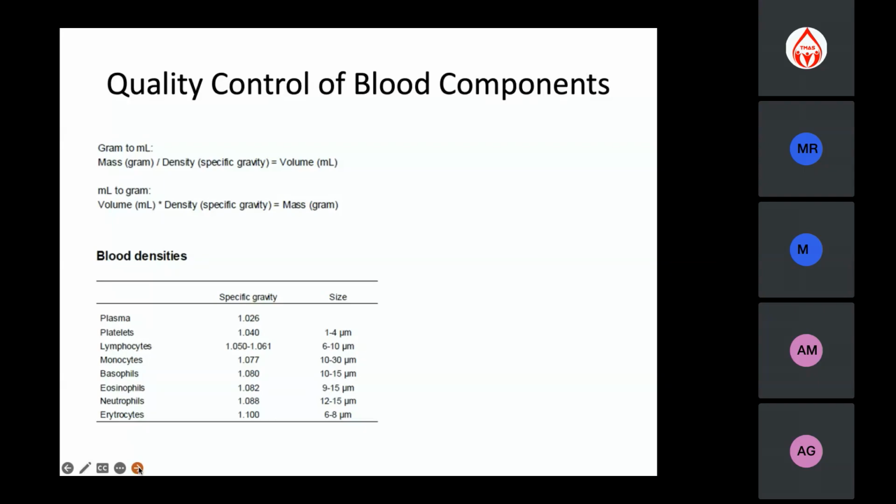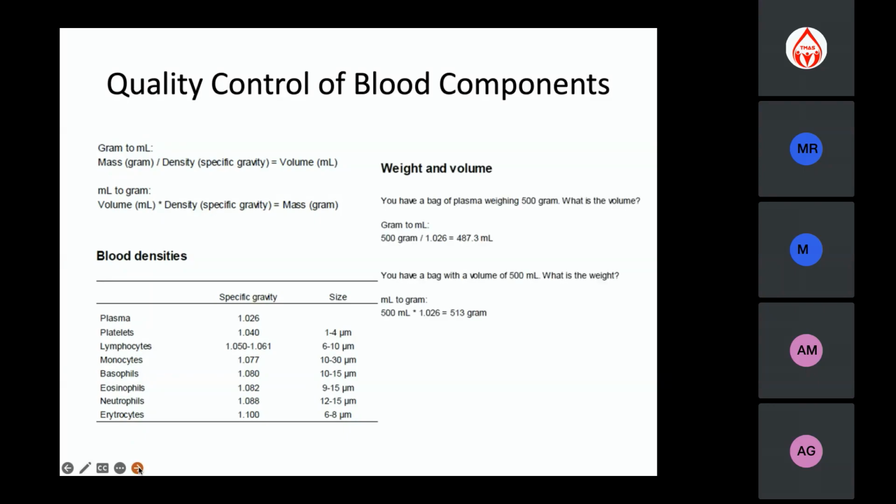So now we are asked to estimate the volume of a plasma bag. We have a bag weighing 500 grams. What is the volume of the bag? We know the grams is mentioned, so we need the volume. So grams divided by the specific gravity of plasma, that is 1.026, gives the volume of the plasma bag in ml. Vice versa, if you have the volume and want to estimate the grams, we multiply by the specific gravity. In this case, a 500 ml plasma will have a 513 gram weight.